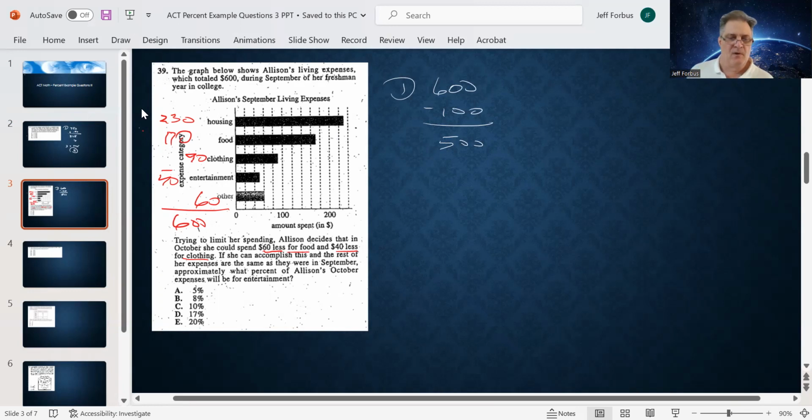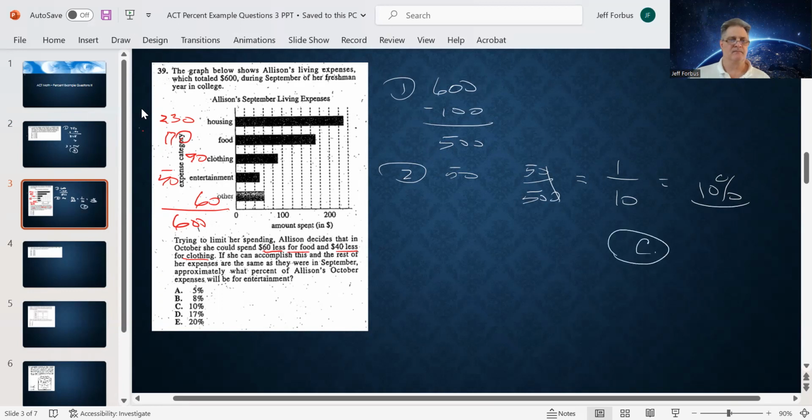The question says, what percent of Allison's October expenses will be for entertainment? So entertainment is 50, and they want the percentage. So 50 out of 500. Well, the zeros cancel, and that leaves 5 over 50. And 5 over 50 can be reduced to 1/10, or 10%. And therefore, it's answer choice C. Let's move on.